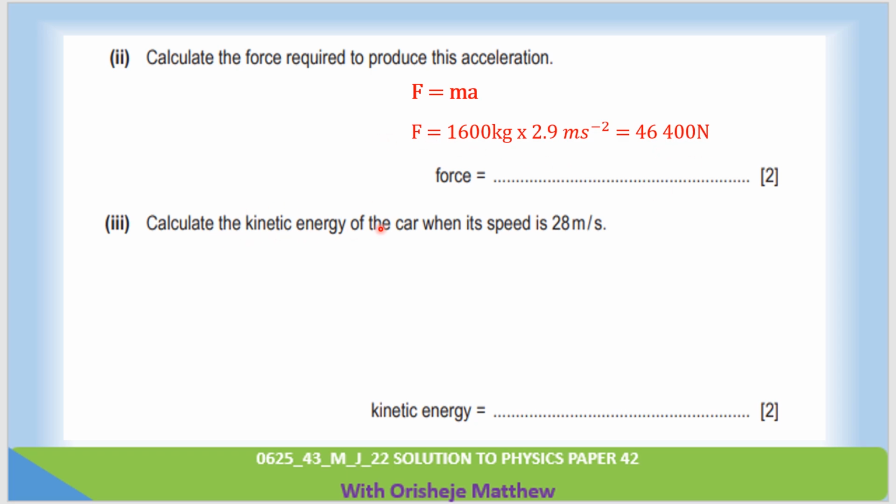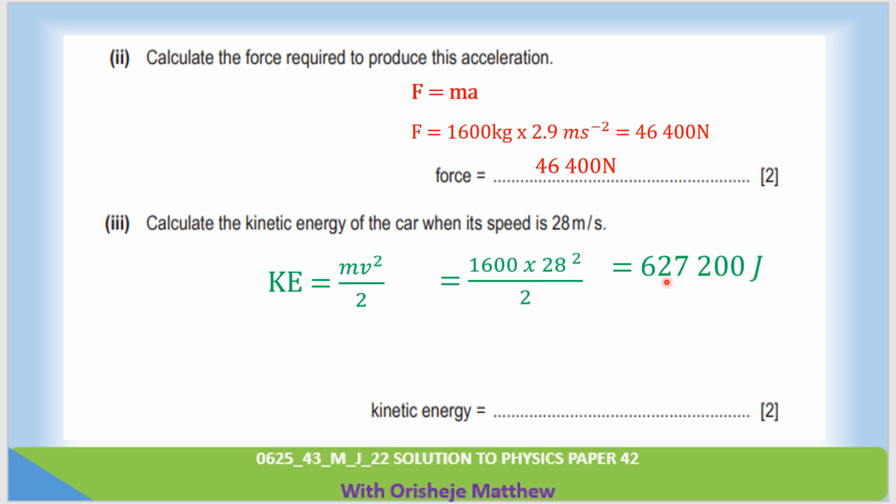Now calculate the kinetic energy of the car when its speed is 28 meters per second. Now what is the formula for kinetic energy? Kinetic energy is equal to half mv squared, or mv squared over 2. In other words, you put it as mass times the square of the velocity divided by 2. So that will give me the mass of the car and the driver, 1,600, times the velocity of the car, 28 meters per second squared, divided by 2. That will give me 627,200 joules. Okay, it's as easy as that.